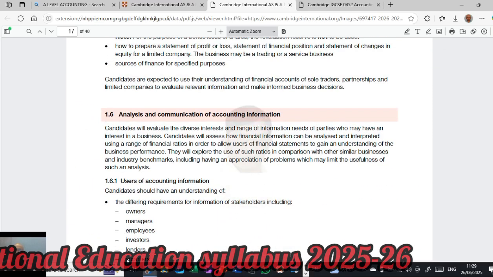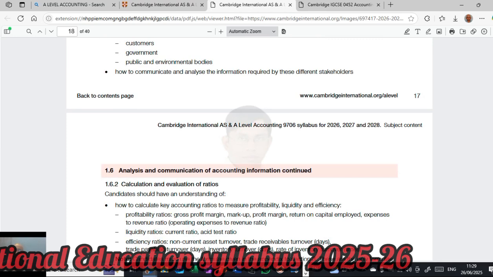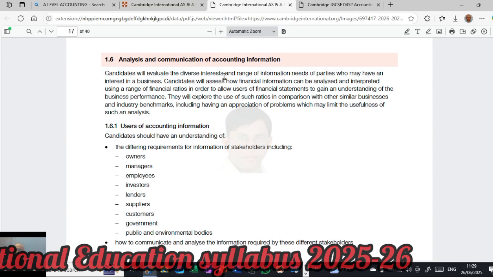Uses of accounting information, analysis and communication of accounting information. Then what are the various things we'll be doing here? We'll be using calculation and evaluation of ratios. Candidates will evaluate the diverse interests and range of information needs of parties with an interest in the business. Candidates will assess how financial information can be analyzed using a range of financial ratios in order to allow users of financial statements to gain an understanding of business performance. They will explore the use of such ratios in comparison with similar businesses and industry benchmarks, having an appreciation of the problems within the limited usefulness of such analysis.